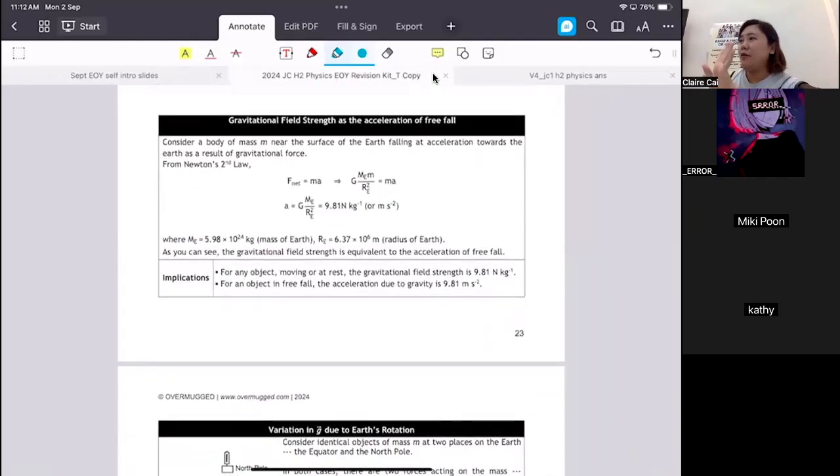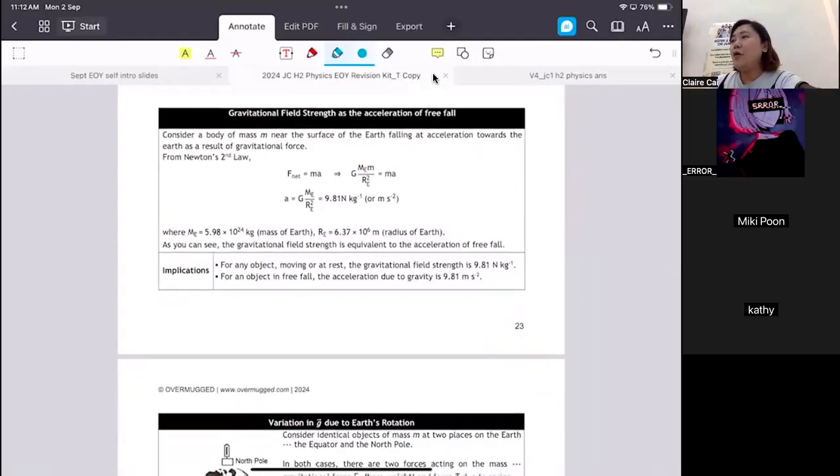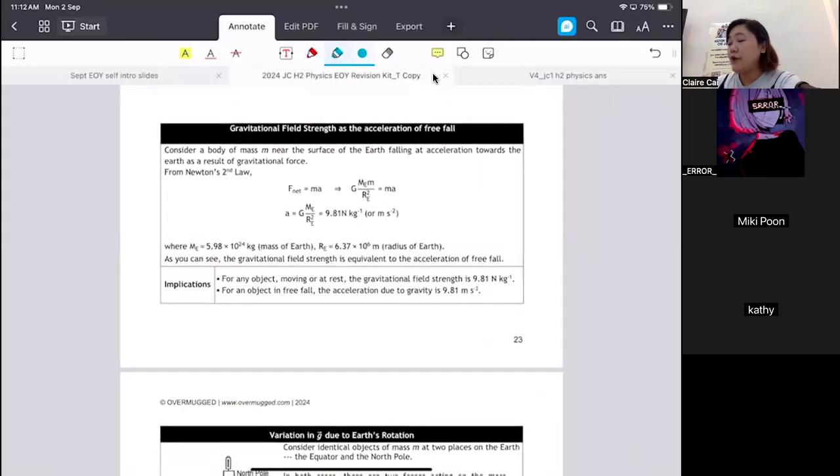So what's level number 4 for forces? At level number 4, we'll start to link this force to something else. If you're looking at field strength and the acceleration of free fall, recap: in free fall, the only force acting on the mass is the weight.